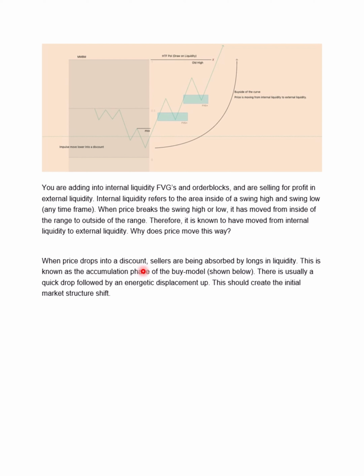Another lesson that I'll be teaching you is the 3 phases of ICT: accumulation, manipulation, and distribution. That will be a lesson on its own. There's usually a quick drop followed by an energetic displacement up. And once the market moves with a big displacement, the market never lives in balance, so it must come back to that point. That's why, even if there is an impulsive movement, the market is forming fair value gaps and leaving order blocks behind. This could create the initial market structure shift.